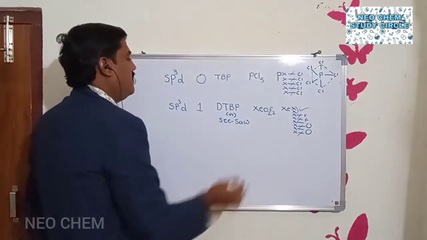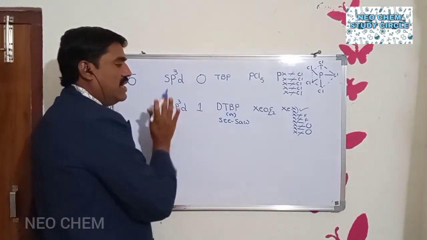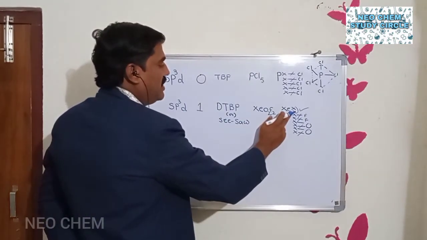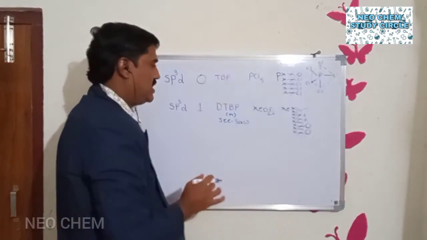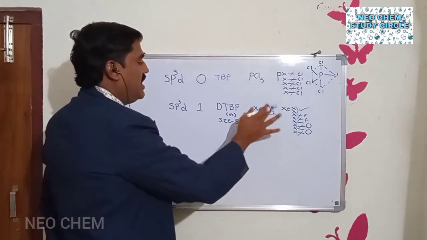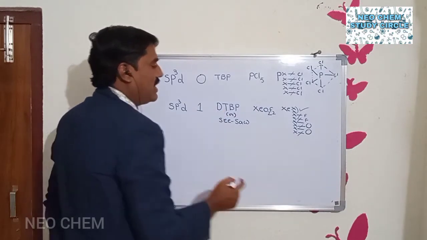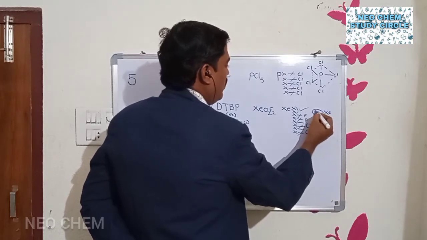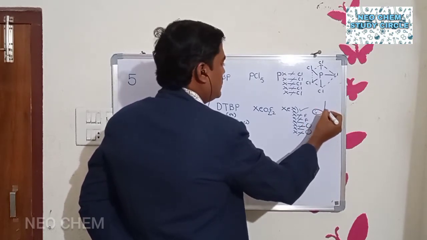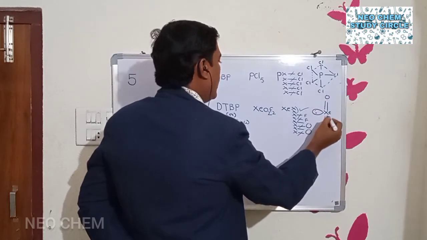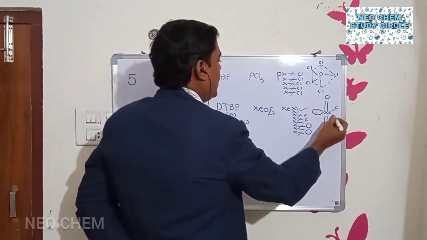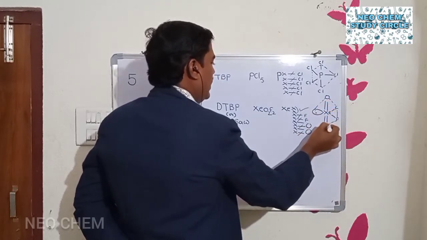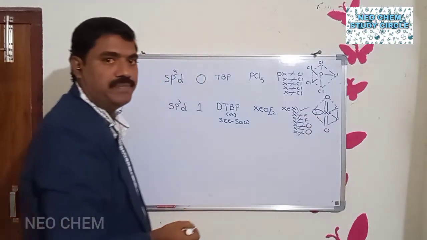That's why the hybridization of xenon dioxydifluoride is sp3d. After sp3d hybridization, there is 1 lone pair of electrons over the xenon. That's why the geometry of xenon dioxydifluoride is distorted trigonal bipyramidal, like this. This is the 1 lone pair. Next, there are 2 oxygens, double bond O, double bond O, fluorine, fluorine. This is the geometry of distorted trigonal bipyramidal.